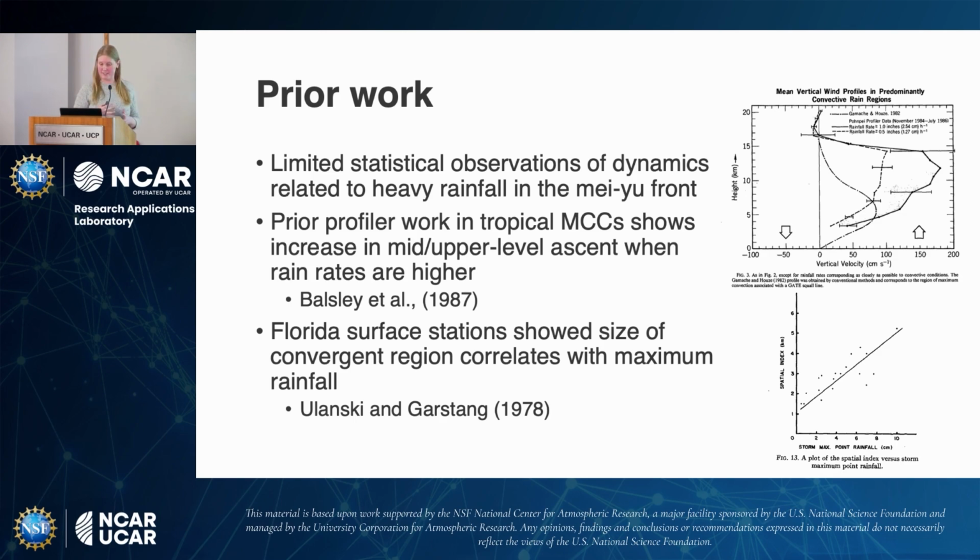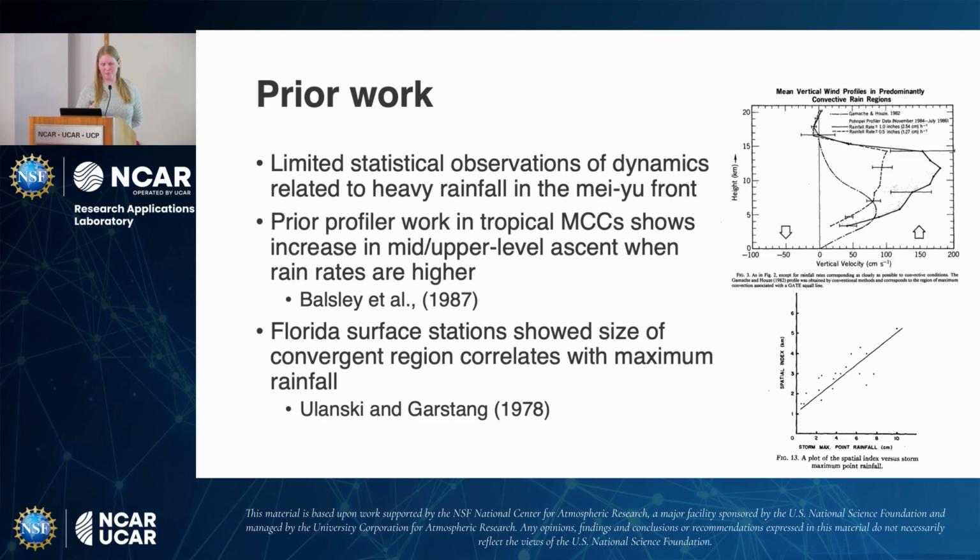There's a lot of great case study work that I couldn't possibly fit in this talk. But there has been some prior profiler work in tropical mesoscale convective complexes, which is shown in this figure here. Basically, it shows that there's an increase in mid and upper level ascent when rain rates are higher. This is from Balsley et al. 1987. There's also work, I'm not sure if I include it here, but Courtney Schumacher, as well as other people, have found similar results.